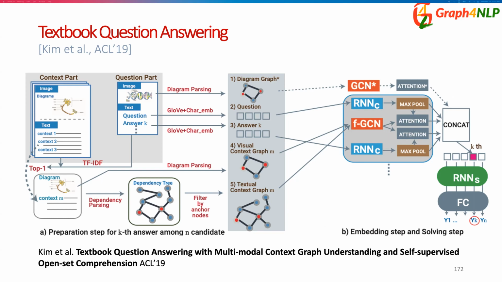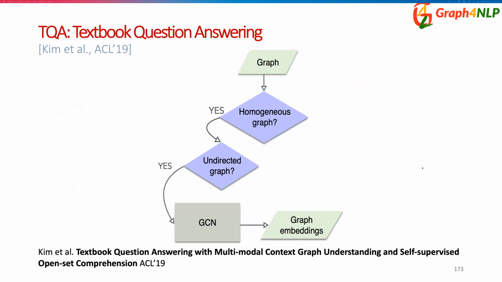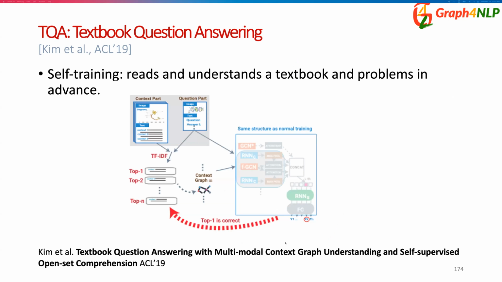Then the embedding step uses an RNN as a sequence embedding module and a GCN as a graph embedding module. With the attention mechanism, we can obtain a combined feature, and then after concatenation, the fully connected module can predict the final distribution in the solving step. Each graph constructed is homogeneous and undirected, so we can just use the GCN to create the graph embedding.